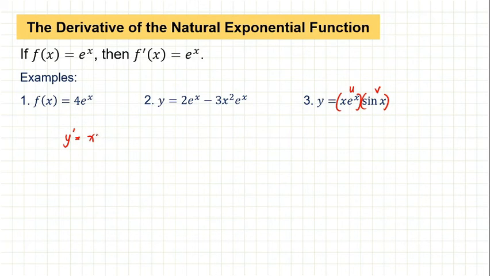So applying the product rule, so we have here y prime is equal to u dv. So you copy x e raised to x times the derivative of v, which is sine x. Ayan. Plus v is sine x times the derivative of u, which is x e raised to x. Now, from here, derivative of sine x, madali lang yan. Alam natin yung derivative niya, which is cosine x.